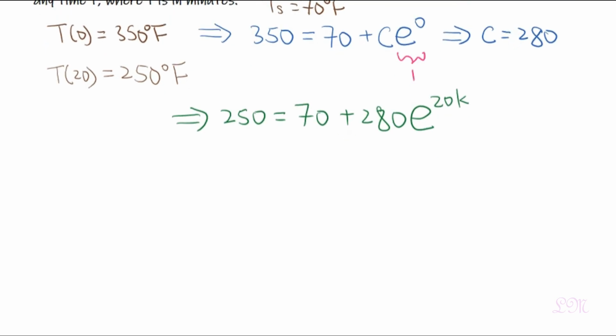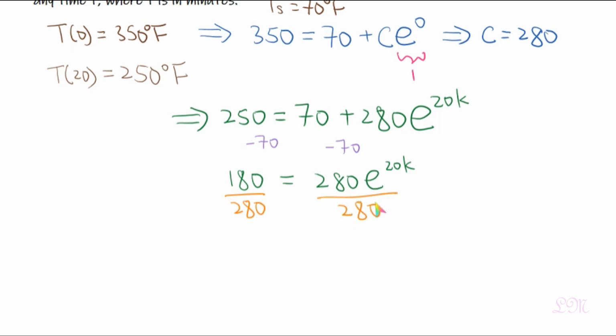Now we do algebra to solve for k. Subtract both sides by 70, we have 180 is equal to 280 times e to the 20k. Divide both sides by 280. The left side is 18 over 28, which is 9 over 14. The right side just becomes e to the 20k.